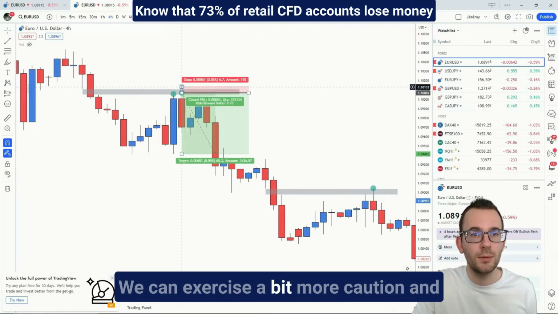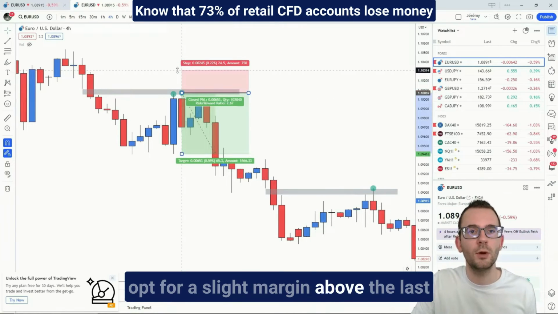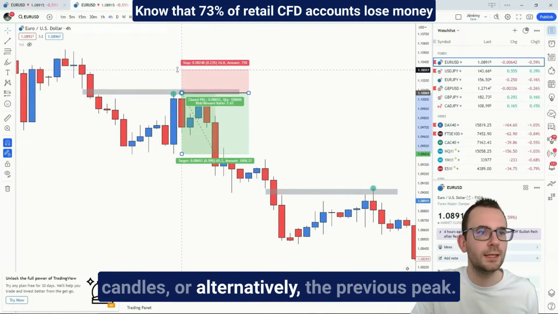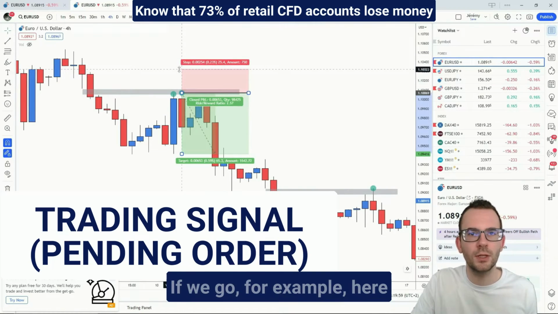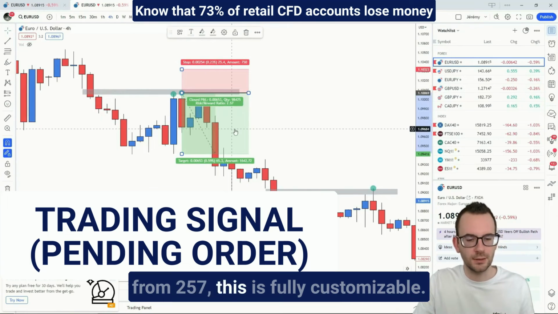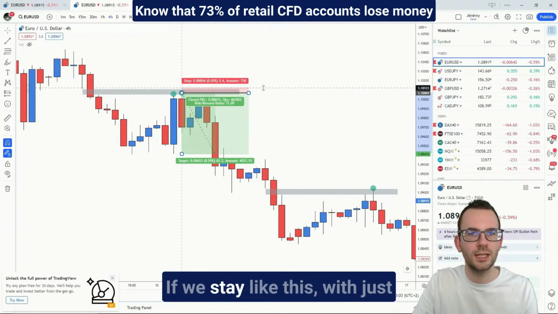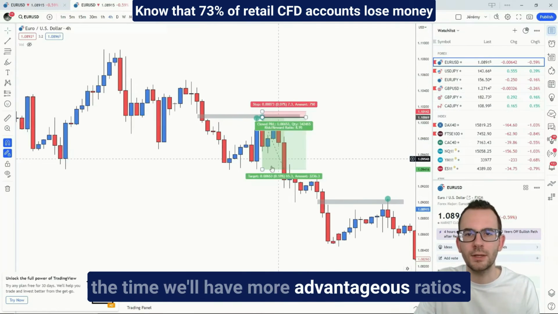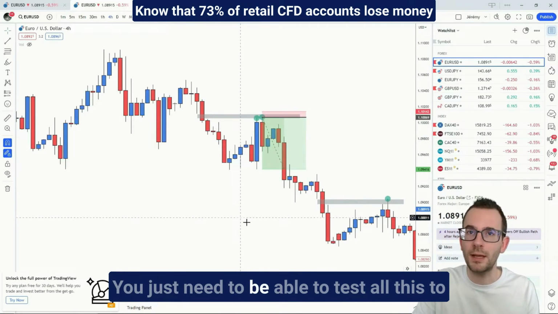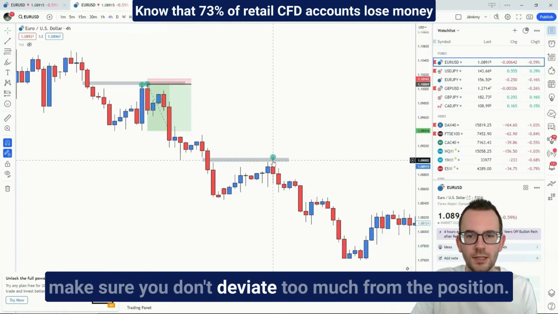We can exercise a bit more caution and opt for a slight margin above the last candles, or alternatively, the previous peak. You see, it's already a 1:1.3 ratio. If we go, for example, here from 257, this is fully customizable. If we stay like this, with just a sensitivity above the zone, most of the time, we'll have more advantageous ratios. You just need to be able to test all this to make sure you don't deviate too much from the position.